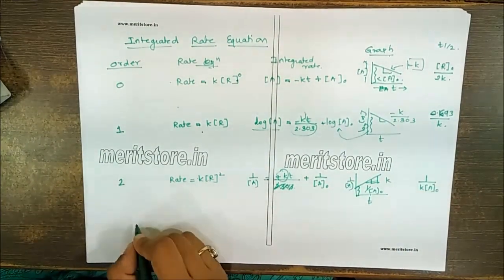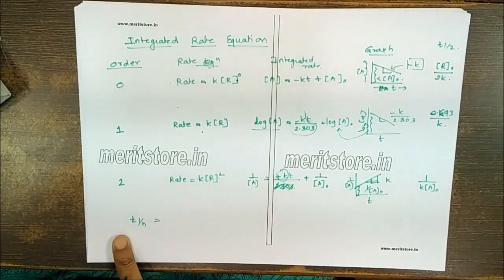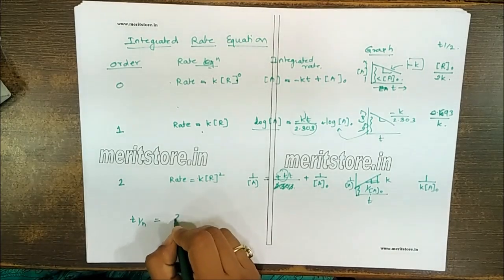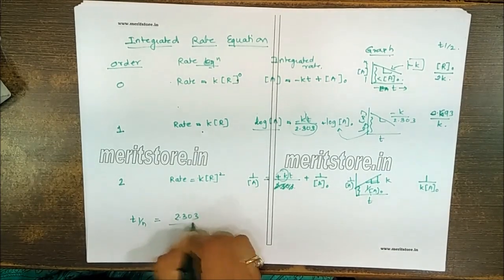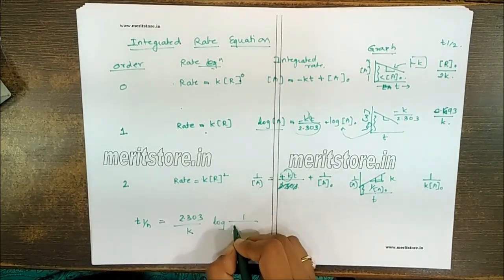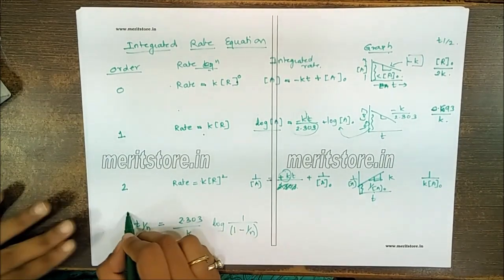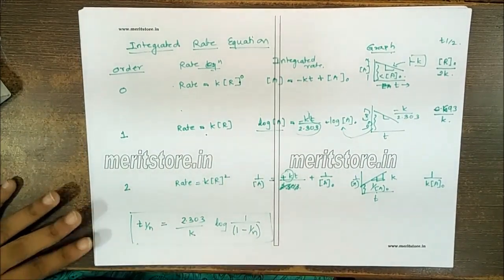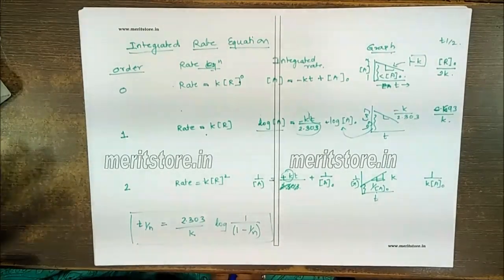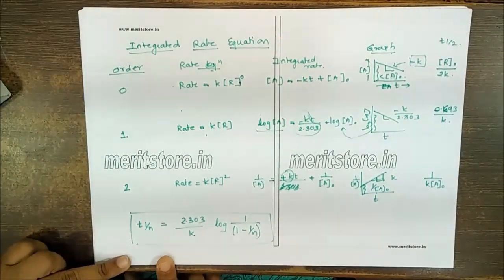So overall, T 1 upon N, that is the time required for the nth fraction of any order reaction, is 2.303 upon K log 1 upon 1 minus 1 upon N. This formula is to be remembered while solving related MCQs. If you want to calculate the time required for any nth fraction of the decomposition, you should remember this.